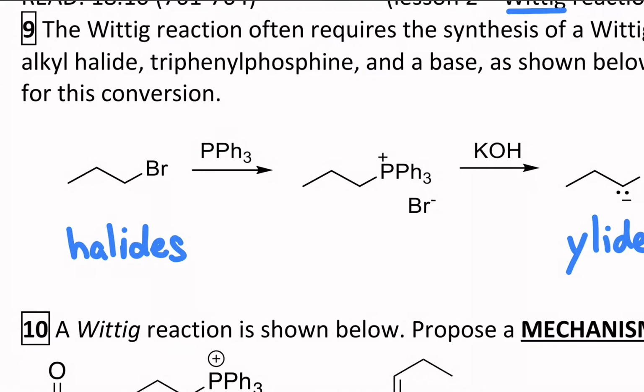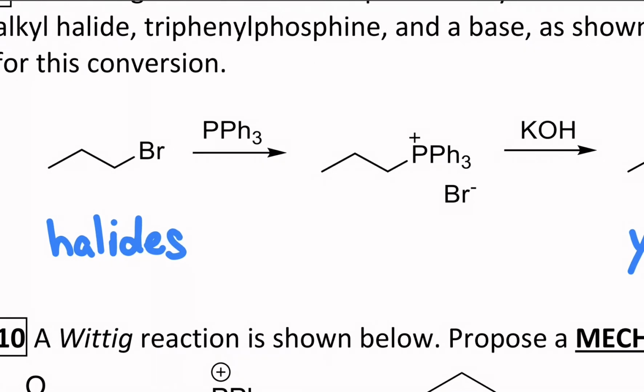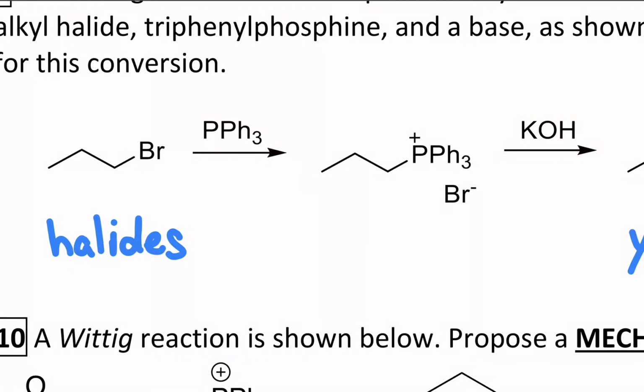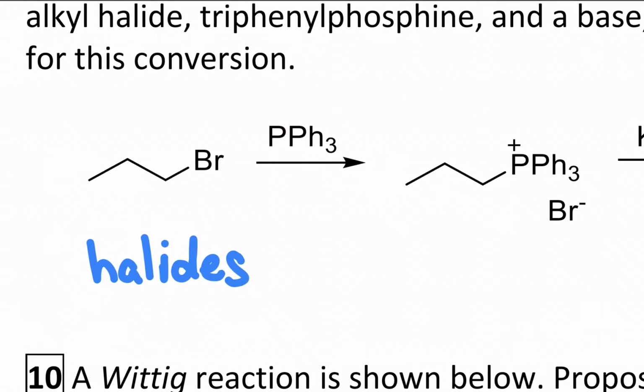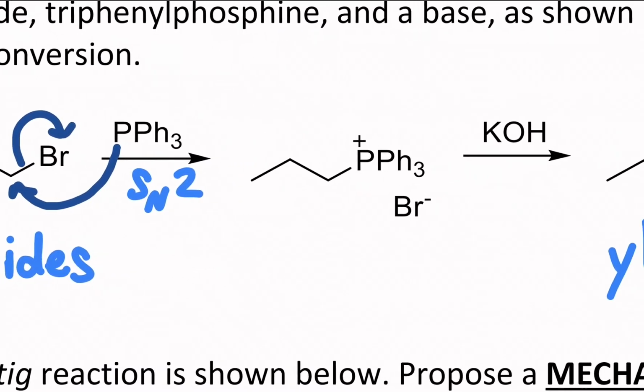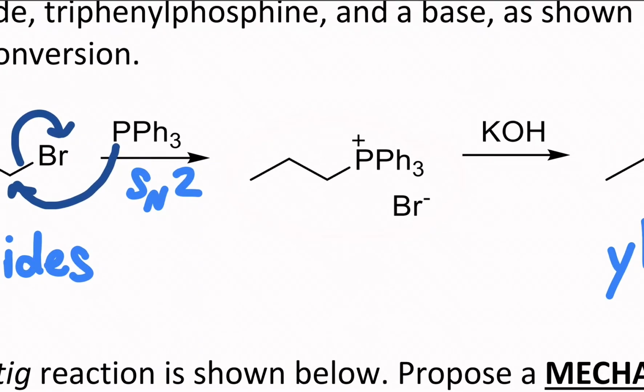We can draw a mechanism right on top of this. They come from triphenylphosphine and something that acts as a base, like KOH. Triphenylphosphine, remember, has a lone pair on the phosphorus atom, and it attacks the carbon attached to the leaving group. The leaving group leaves. So this is just an SN2, which means we're pretty restricted in terms of good SN2 acceptors to make this phosphonium salt intermediate.